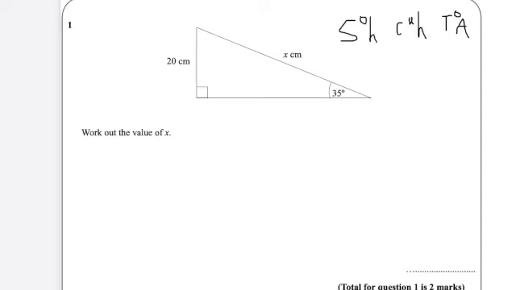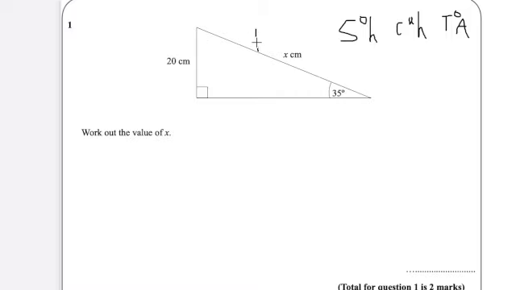Alright, today we're going to be looking at trigonometry, and specifically SOHCAHTOA with tan, sine, and cosine. All of the rules in terms of what to do with a right-angled triangle, and different exam questions and harder ones you can get in the exam. So, starting off, we're going to look at question 1.